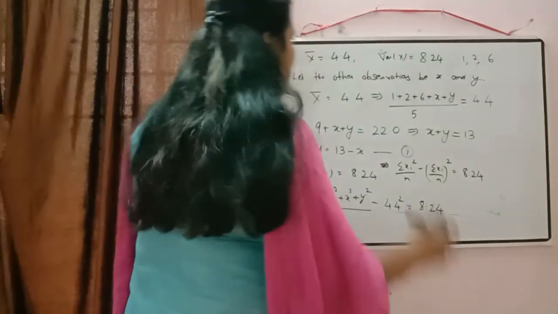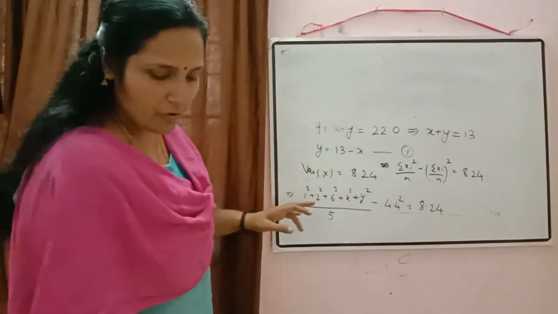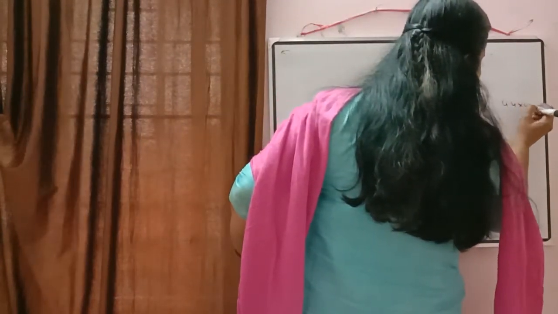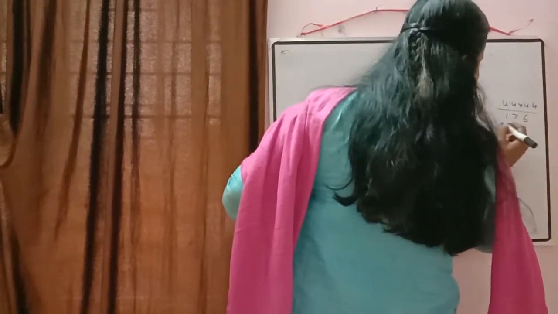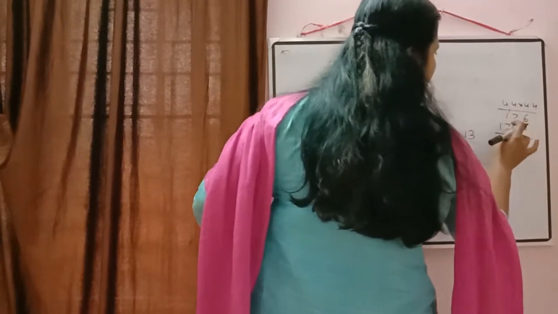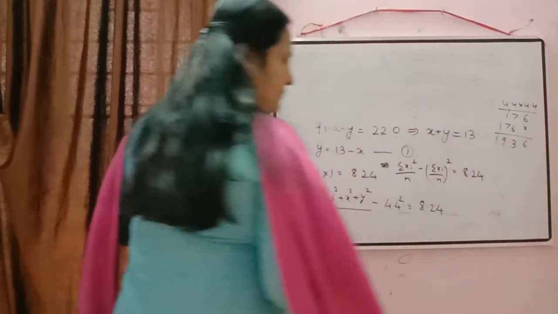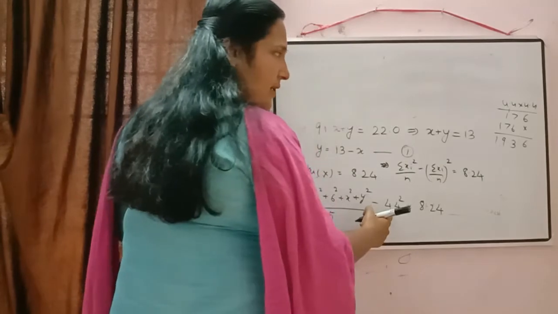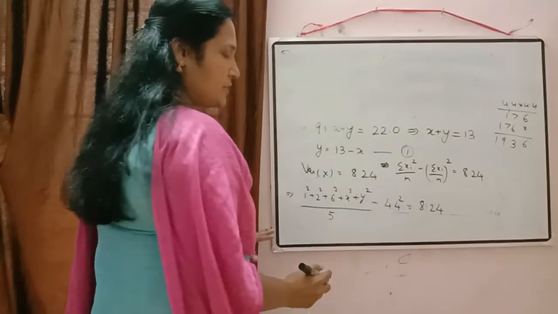Now 4.4 square, after finding the square, can we shift that expression to right hand side? Just to check what will be 4.4 square. Just do the multiplication, 4.4 into 4.4. 4 4s are 16, carry over 1. So it will be equal to 176. So here 6. 6 plus 7, 13, carry over 1. 7 plus 1, 8 plus 1, 9. So 19.36. Done the square. So we got the value 19.36 and we are shifting the expression to right hand side.